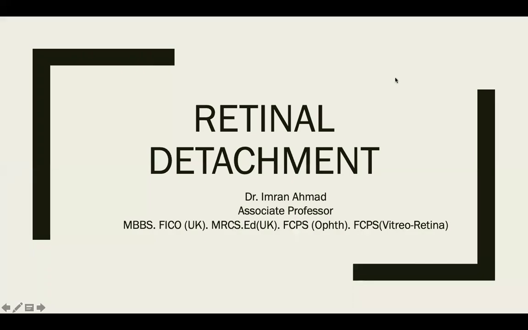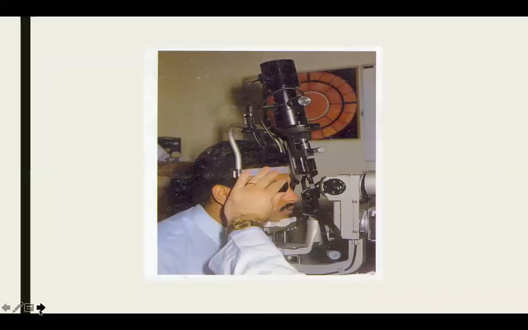So today I'm starting retinal detachment with you, and it will be a short lecture, just an introduction to retinal detachment. First of all, the examination of the retina. There are two types of ophthalmoscopy that are done: one is direct ophthalmoscopy, and the second one is indirect ophthalmoscopy.